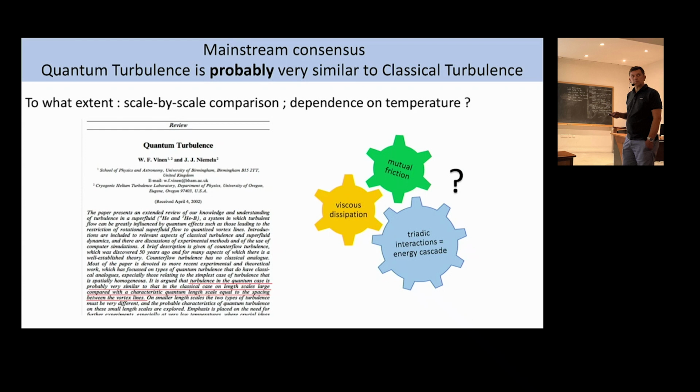So in quantum turbulence, you have three ingredients. The nonlinearities, the triadic interactions, which are responsible for the energy cascade; the viscous dissipation related to the normal fluid component, and also the artificial viscosity of the superfluid component. And you have a third ingredient, which is very important, which is mutual friction. So the issue is to understand how these three ingredients play together.